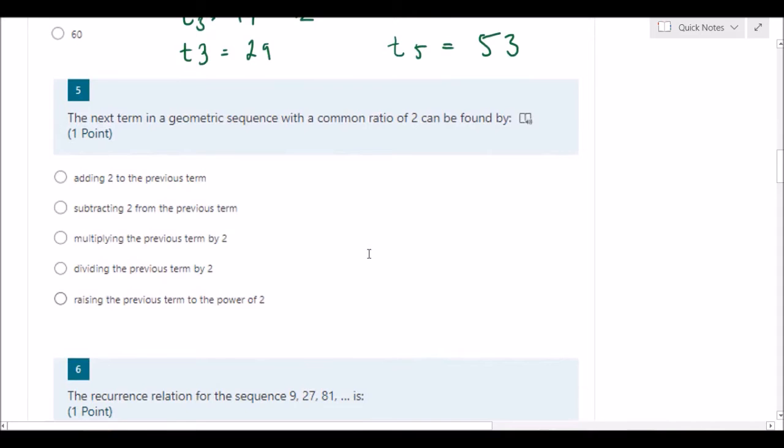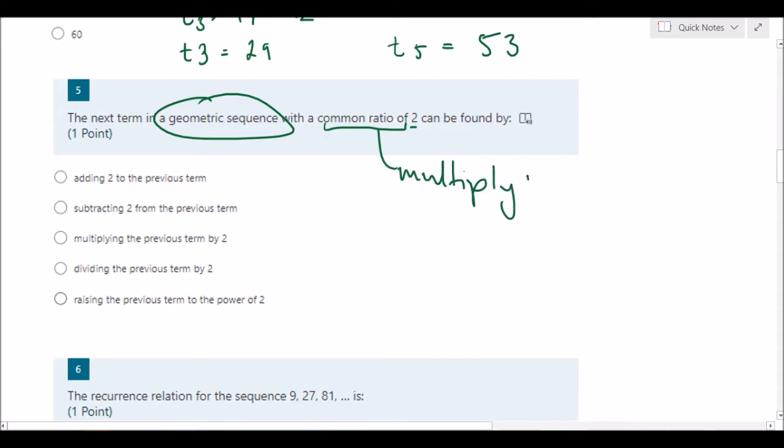Next one, the next term in a geometric sequence with a common ratio of 2 can be found by... okay. So what this is saying is, you've got a geometric sequence and it's a ratio of 2. So what are you doing? If it's a common ratio, that means you're multiplying, in this case by a certain amount. Also, it could be dividing, but in this case you're multiplying by 2.